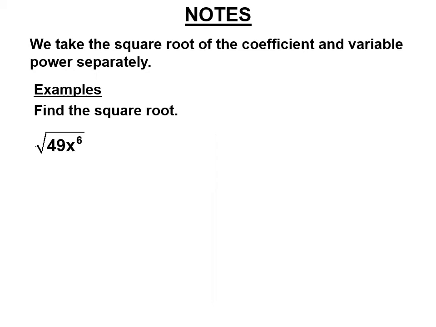All right, so you're going to take the square, so this equals the square root of 49 times the square root of x to the 6th. Now you don't have to write it out that way, but this equals 7x cubed, right? The square root of x to the 6th is x cubed, the square root of 49 is 7, so 7x cubed.